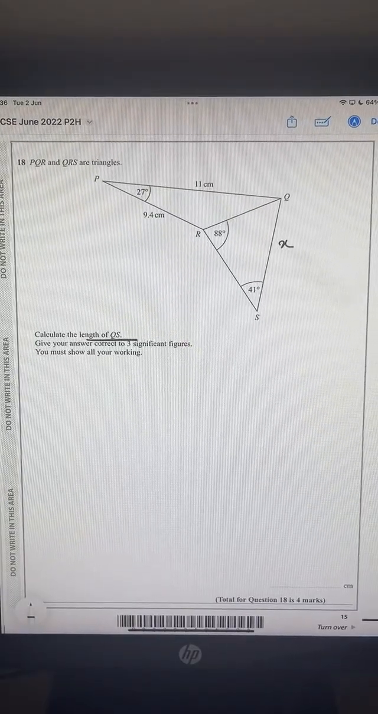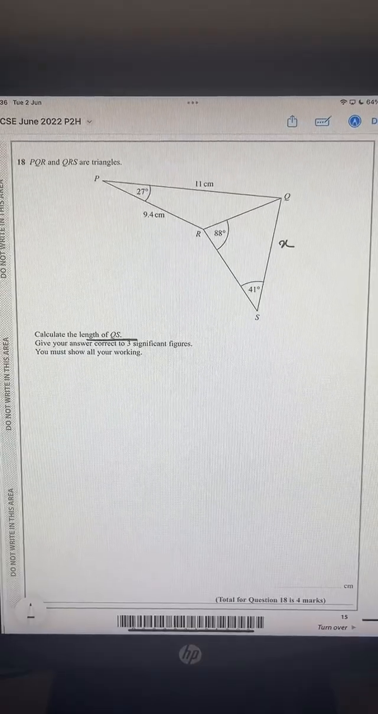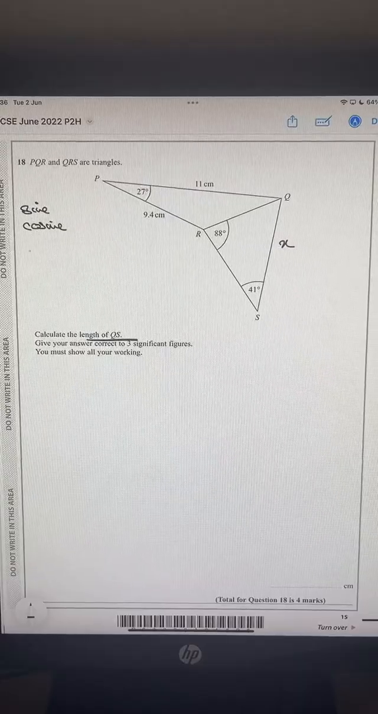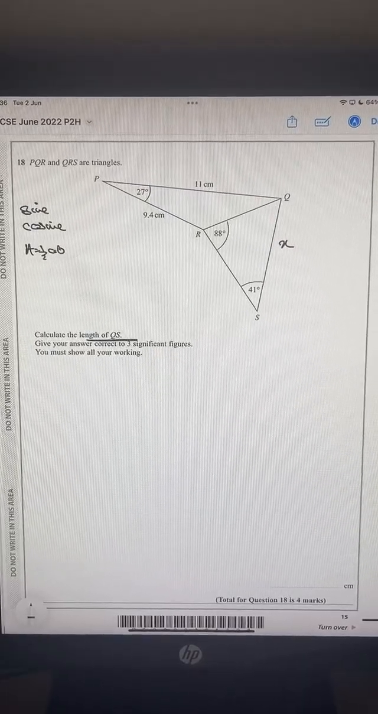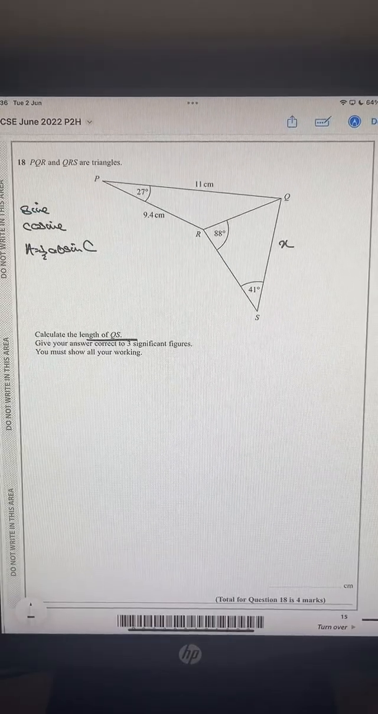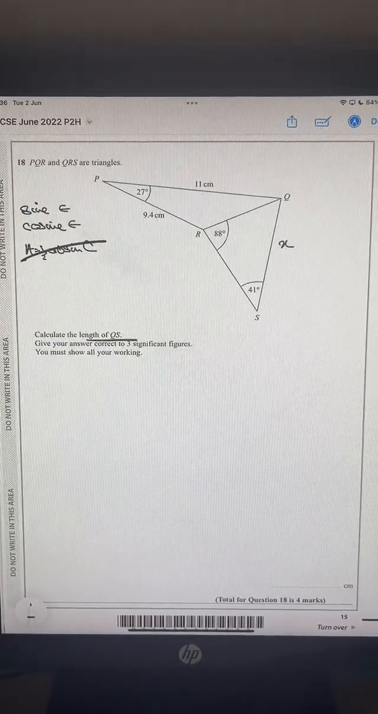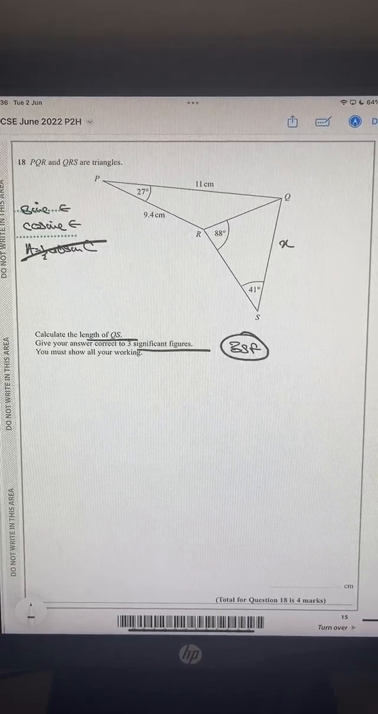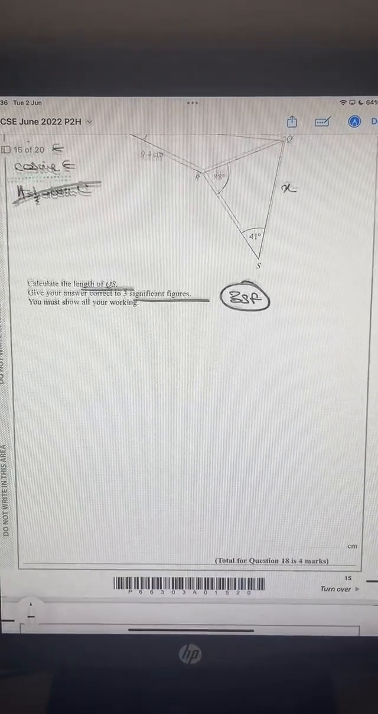So QS is here. Because I don't have right angle triangles, I have 2 choices: the sine rule and the cosine rule. Or I have A equal to half AB sine C, but that's only if area is involved. I don't seem to have any areas here, so I don't need this one. So I have this and this as my choice. I need the answer to 3 significant figures, so I put that there in my little circle so I don't make a dumb mistake at the end.